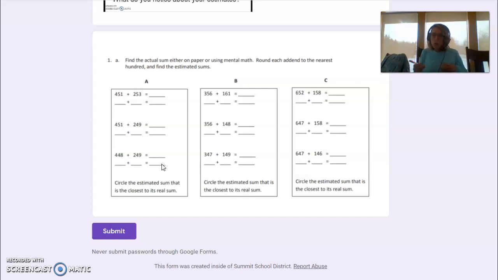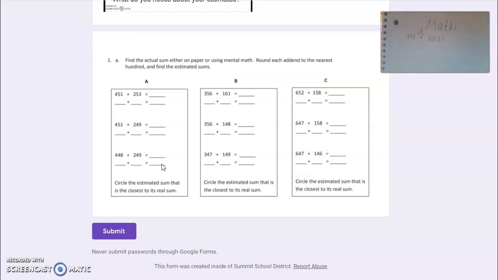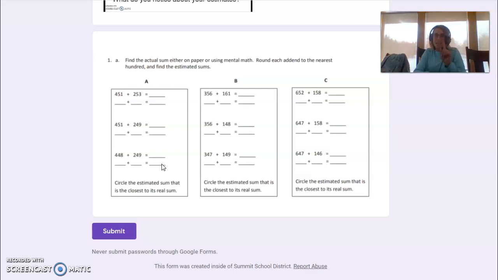Okay, so here's what we're going to do. Because you don't have these papers with you, and that's totally fine, you're going to just get a piece of paper. I have my notebook here, and on my notebook, all I have is math, I have the date, and then I went ahead and I started writing problem A. Now you'll notice problem A says 451 plus 253. Now I got that right here. 451 plus 253 equals blank.